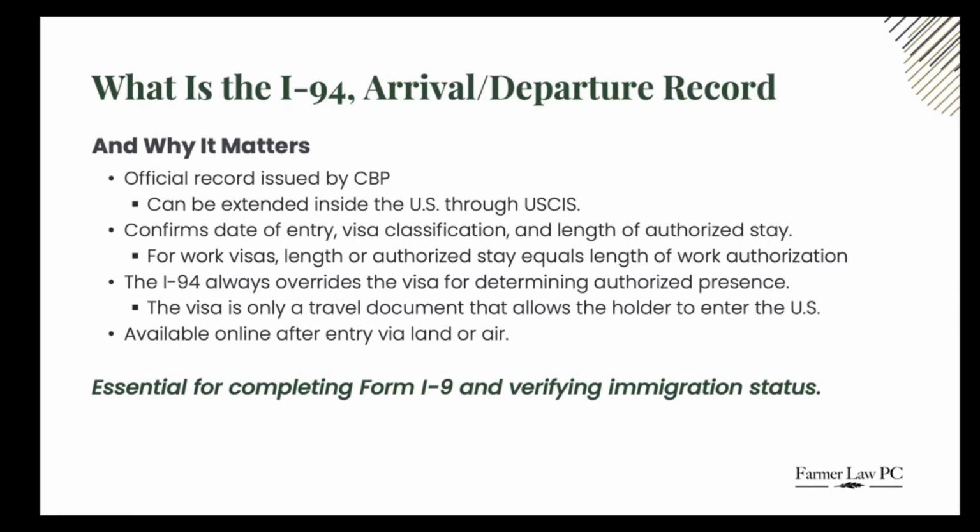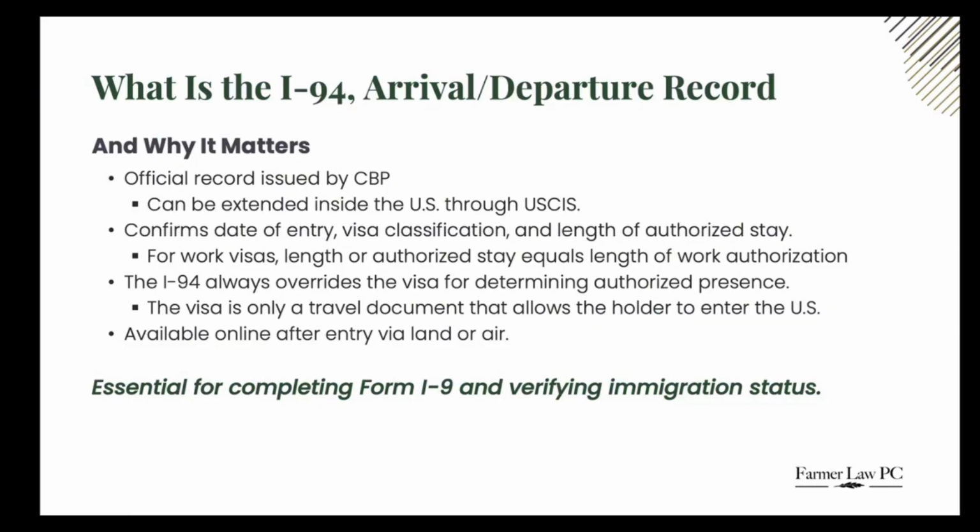An I-94 arrival departure record is an official record issued by the CBP. It can be extended inside the US through USCIS, and it essentially confirms the date of entry, the visa classification, and length of authorized stay. For work visas, the length of authorized stay equals length of work authorization.